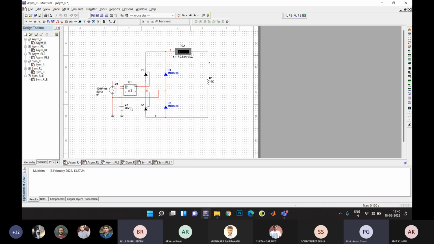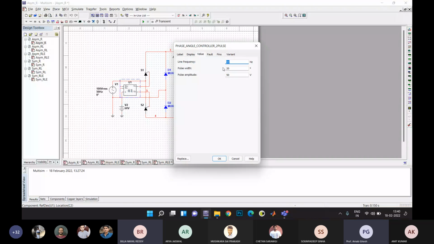How to select that amplitude? The amplitude of your firing pulse, from where have you selected it? Here, pulse amplitude. Why 50 volt? Is there any reason for choosing 50 volt? Sir, we selected it arbitrarily. Am I right? Yes, sir.